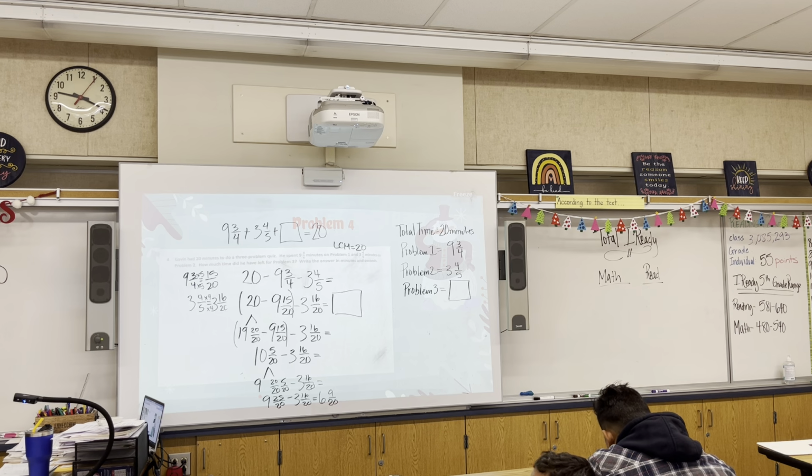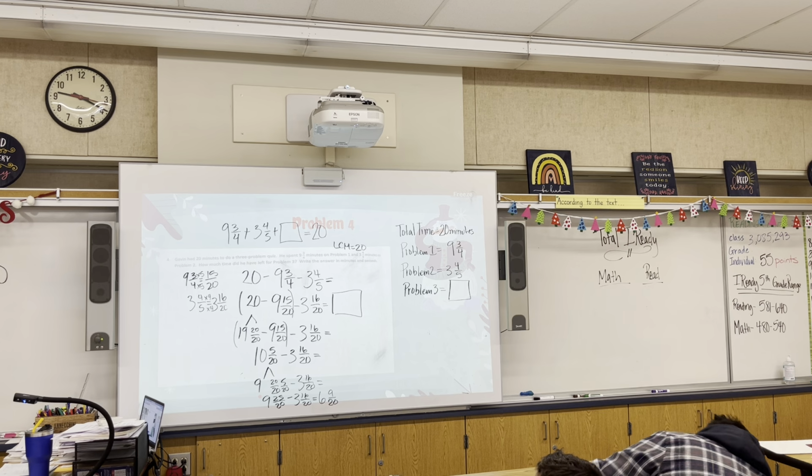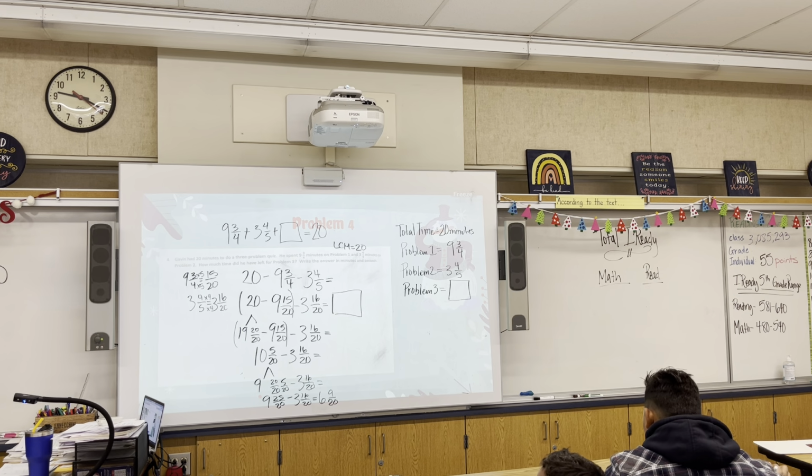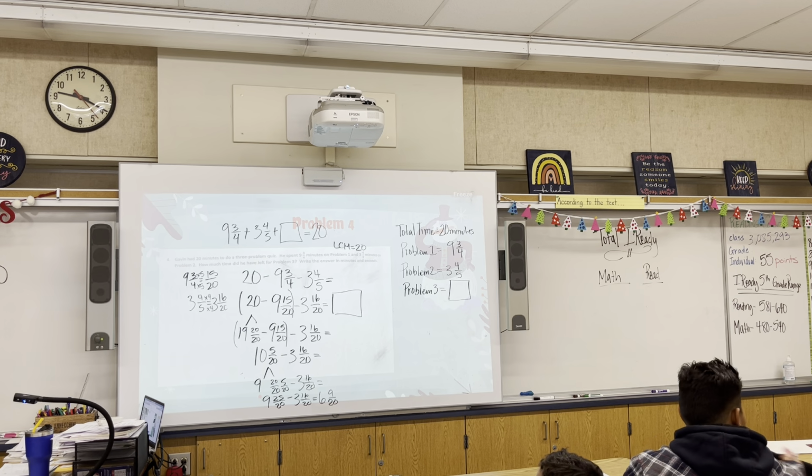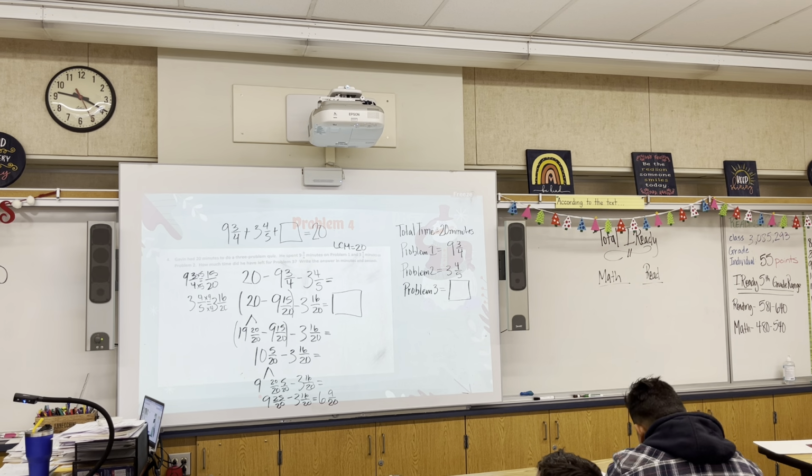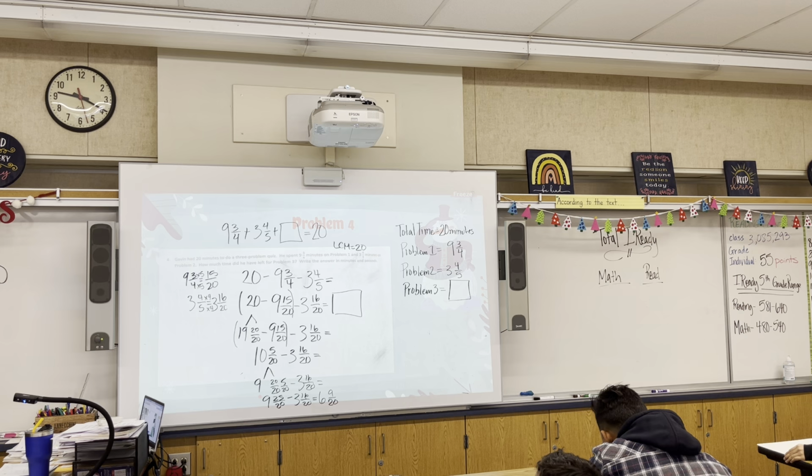Okay. Now what happens next? Okay. And what do I add? The 9 and 15/20 and 3 and 16/20? The 9 and 3 is what? 12. Okay, good. And then the 15 and the 16 is what? 31. 31/20. Is equal to 20, right?